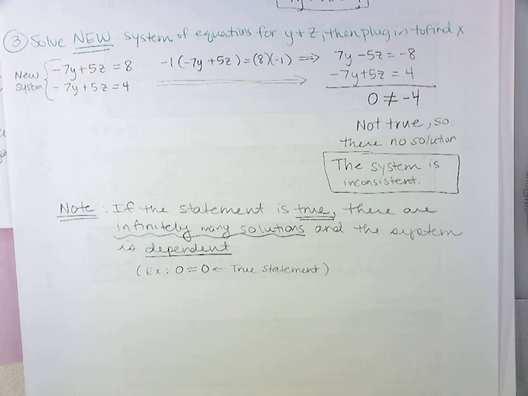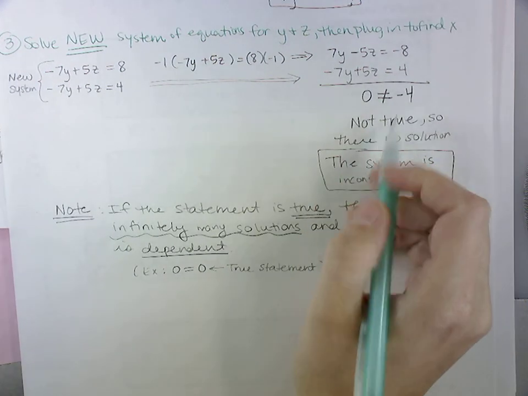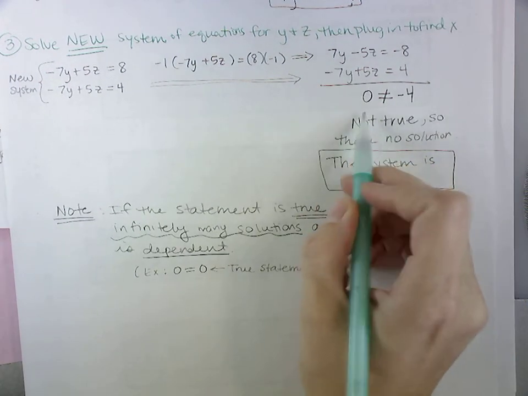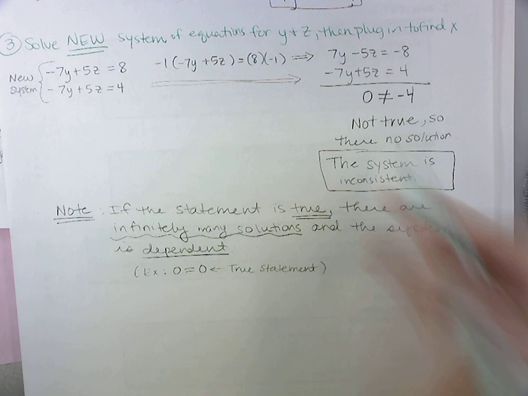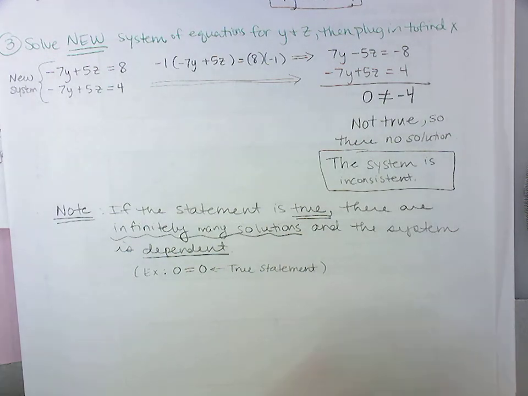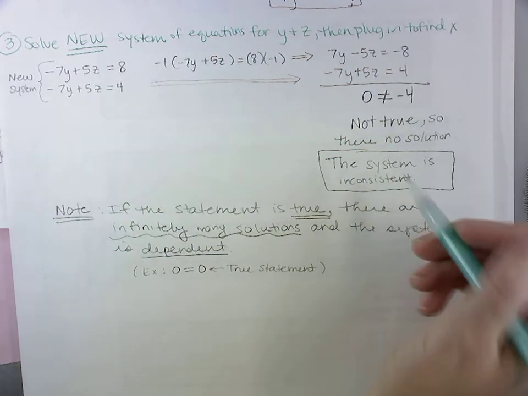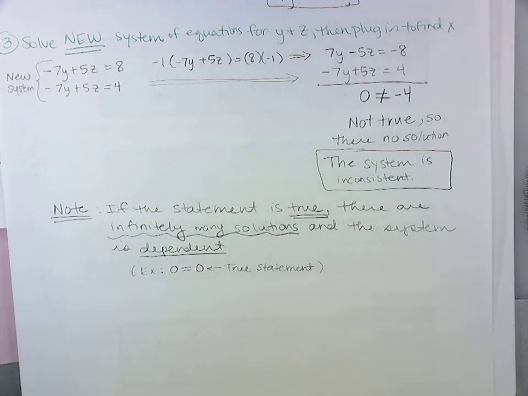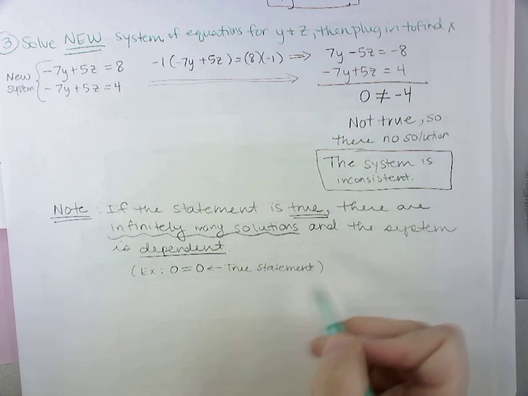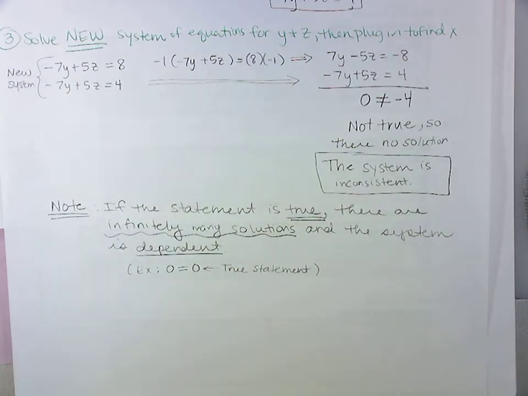Okay, so let me finish explaining this part then. All right, so once you get 0 equals negative 4, that statement is not true. So because that's not true, there's no solution, and we call the system inconsistent. Now, sometimes you'll have a true statement. If the statement was true, there'd be an infinite amount of solutions, and we would call the system dependent. An example of a true statement, you'd most likely get 0 equal to 0.